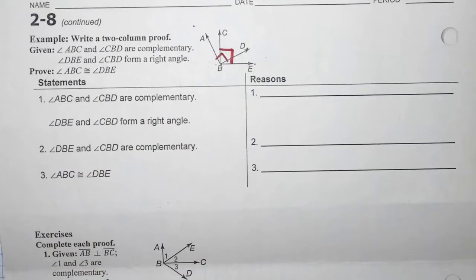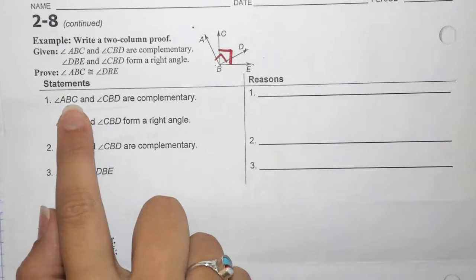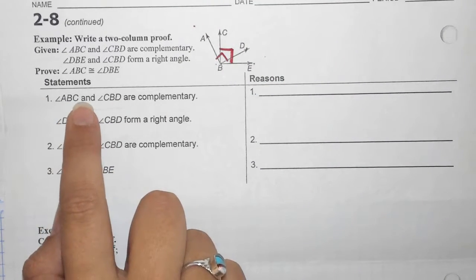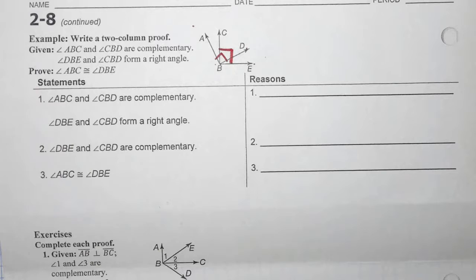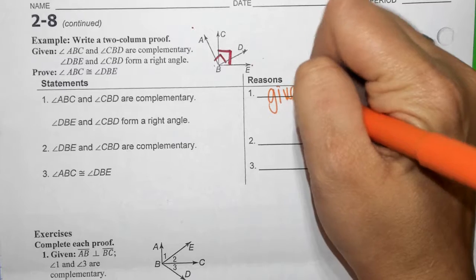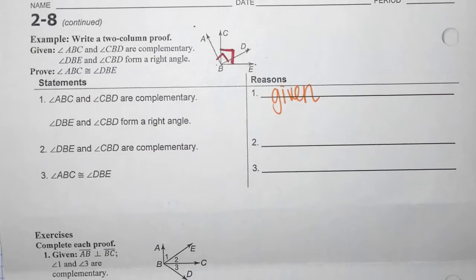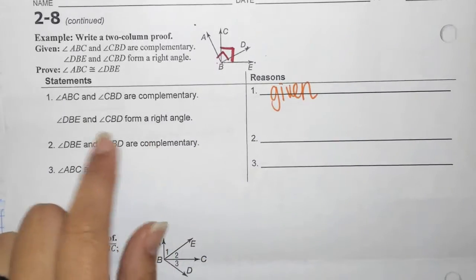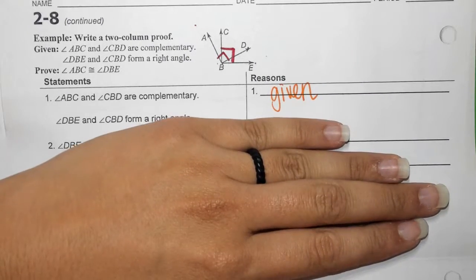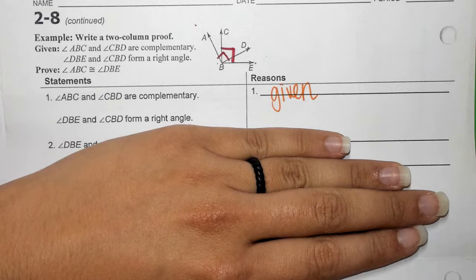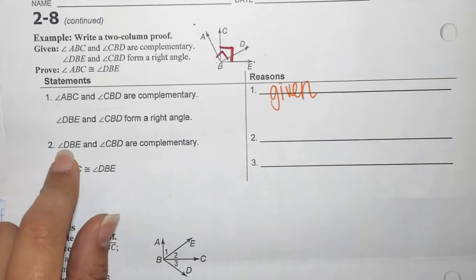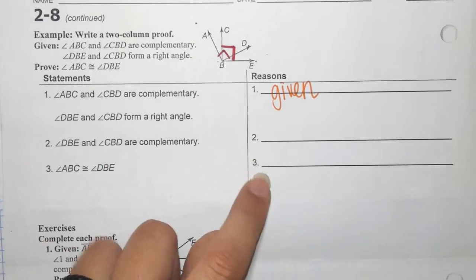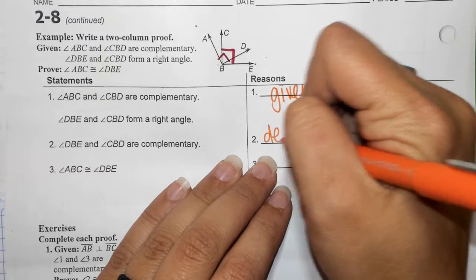All right, now, let's start with our first statement. It says the angle ABC and CBD are complementary, and these two form a right angle. Why do we know that? Because it's given. So that's our given. In step 1, it told us that DBE and CBD form a right angle. That means they are what type of angles? Complementary. How do we know that? Because they equal 90. That's the definition of right angles.